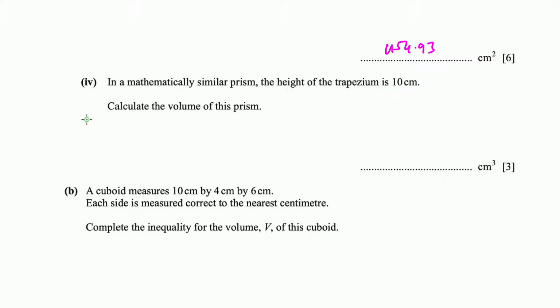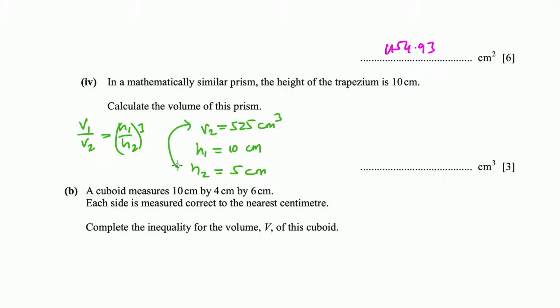Now, fourth question, in a mathematically similar prism, the height of the trapezium is 10 centimeters. Calculate the volume of the prism. So V1 by V2 is equal to H1 by H2 whole cube. So here V2 is equal to 525 centimeter cube, H1 is equal to 10 centimeters, and H2 is equal to 5 centimeters.